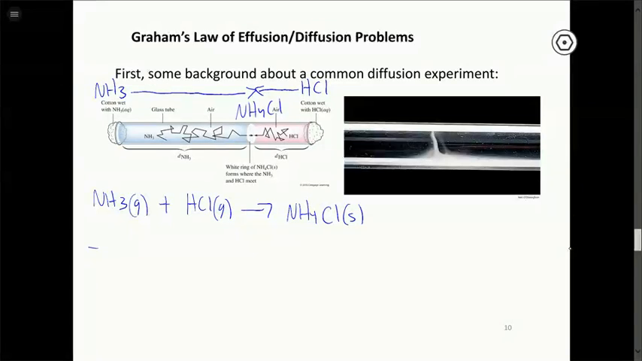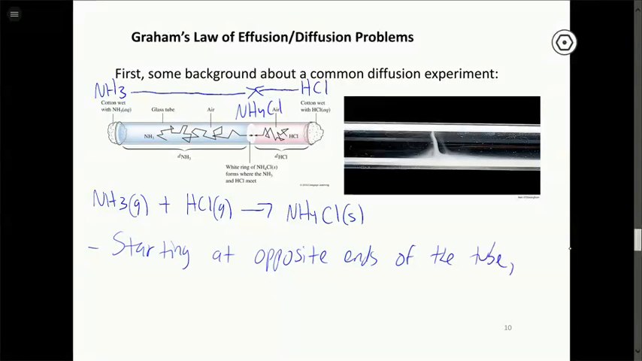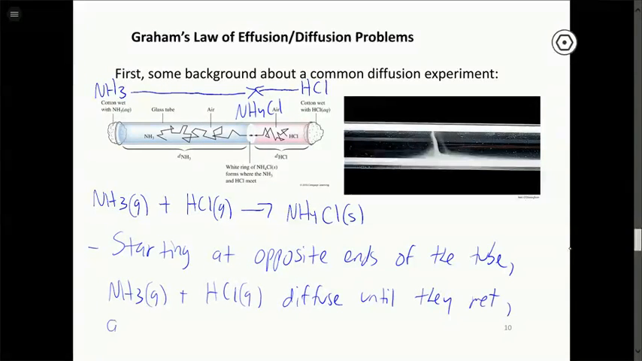I'll write that out just to be clear. So we're starting on opposite ends of the tube with the two gases. And then the two gases, which are in this case ammonia and HCl, diffuse until they meet. And then once they meet, they react immediately to form ammonium chloride.